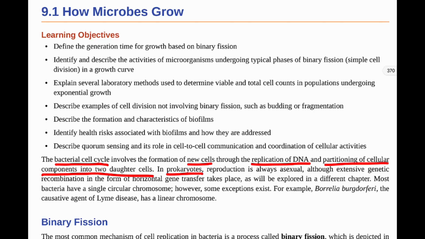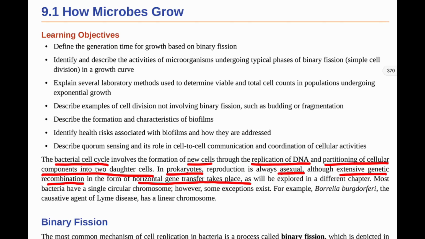In prokaryotes, reproduction is always asexual, although extensive genetic recombination in the form of horizontal gene transfer takes place. So we do see genes moving back and forth horizontally, meaning between different cells. So that may end up having a different type of daughter cell as compared to the original cell that started, but that is different. It's not actually like a meiosis situation where we are adjusting the DNA, changing the DNA, and then mixing the DNA with another organism's DNA to make a brand new being, in the case of humans.